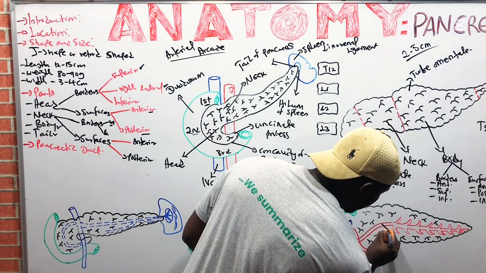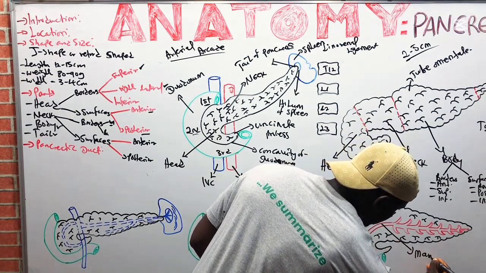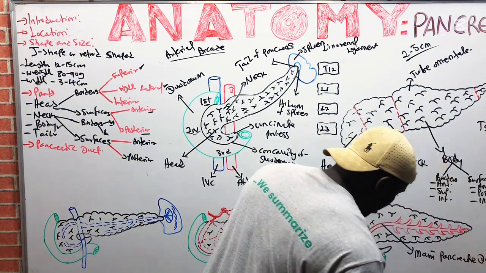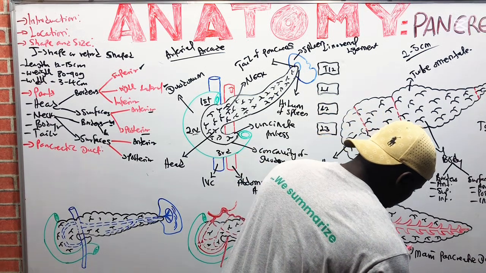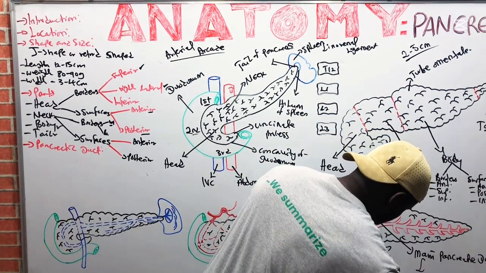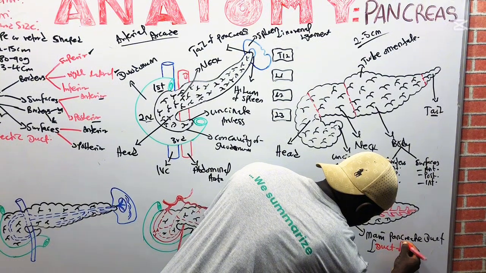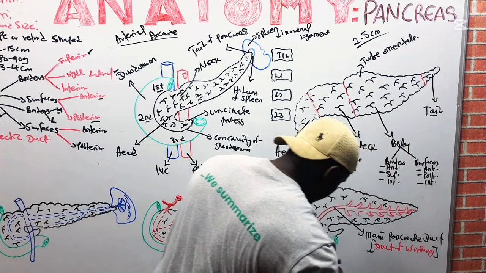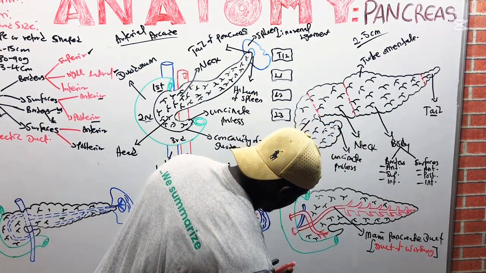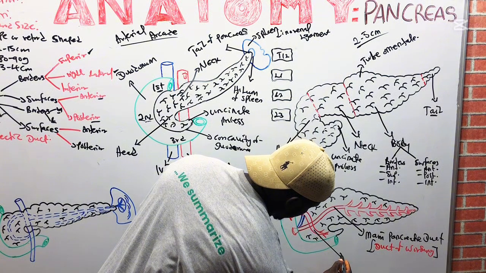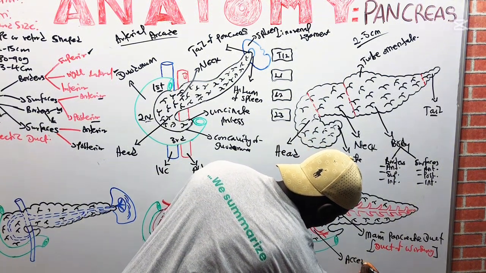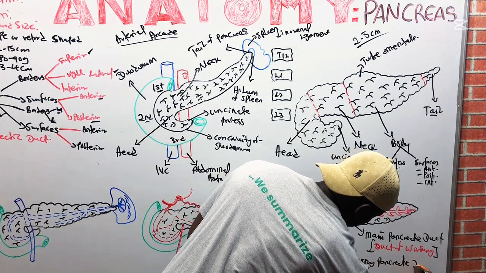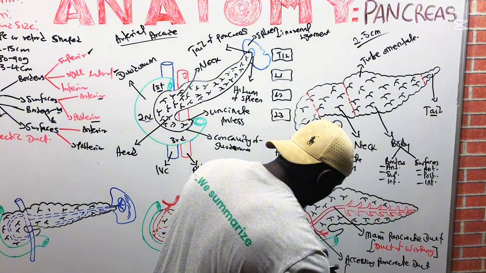So this is the main pancreatic duct, which can be called the duct of Wirsung. We have the accessory pancreatic duct, which can be called the duct of Santorini.